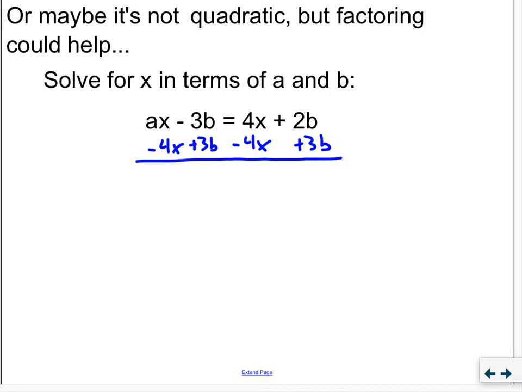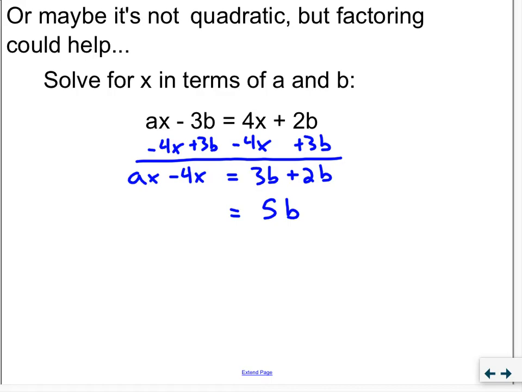Now, I don't have like terms here. So I'm going to leave this as ax minus 4x. Well, I kind of have like terms, but we'll talk about it in a second. And the same thing over here is that I have a 3b plus 2b. And I'm just going to write that down here for now. Because 3b plus 2b is 5b, because we can add the 3 and the 2.